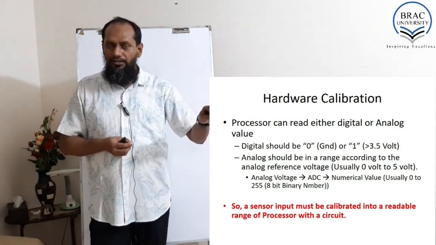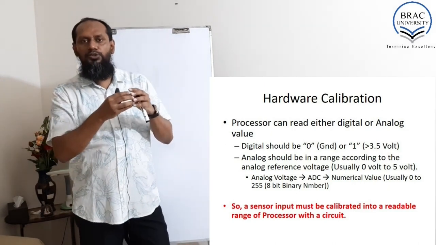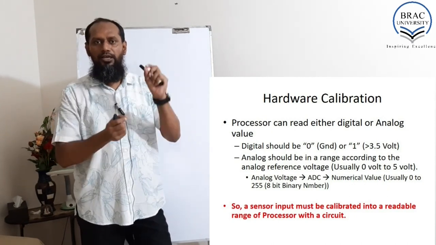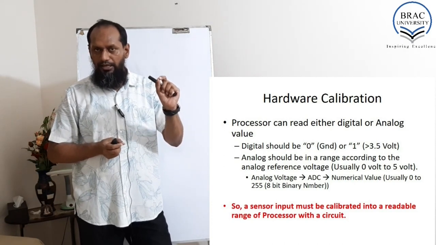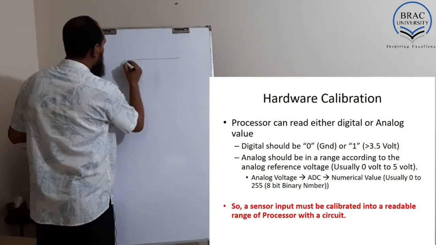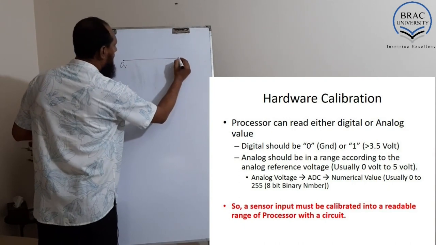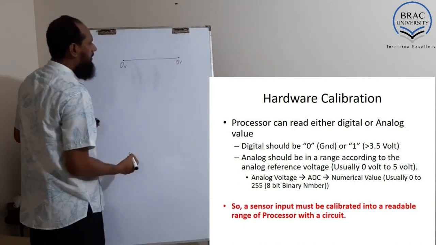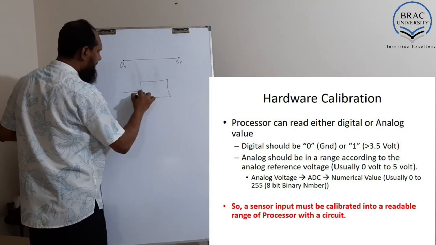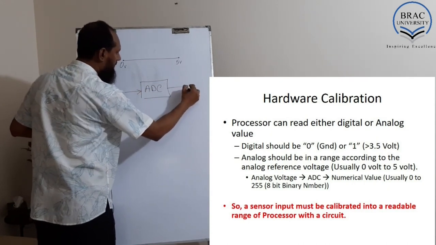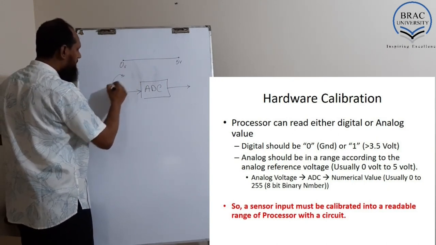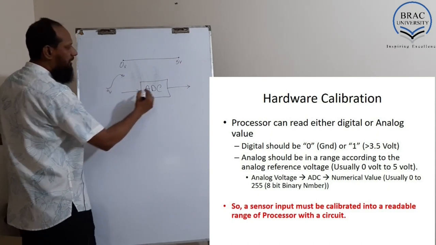So what happens if we get some voltage? It will convert that voltage to a number by using an ADC. Very simple, you know ADC from your digital logic design. If we get 1 volt, then it will generate a number. Like if I call it 0 volt and 5 volt, and we use an ADC here, it will get these voltages 0 to 5 volt and it will generate a number.